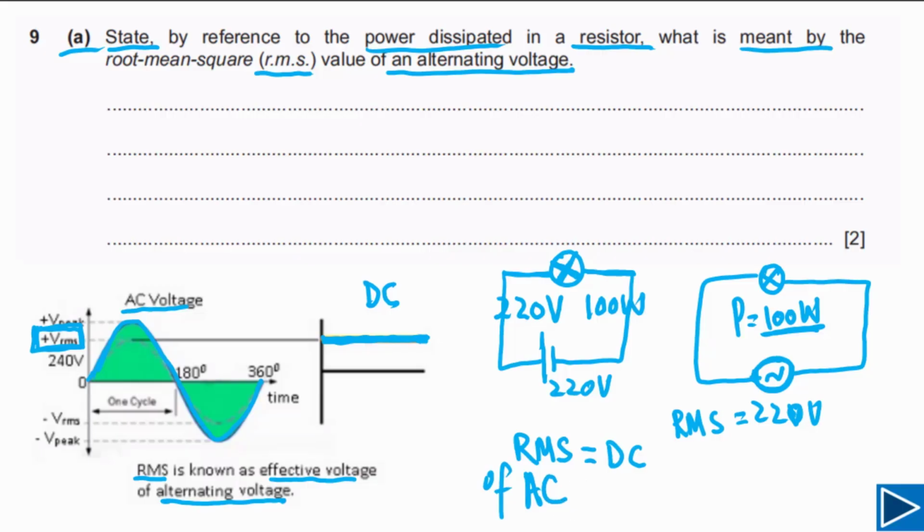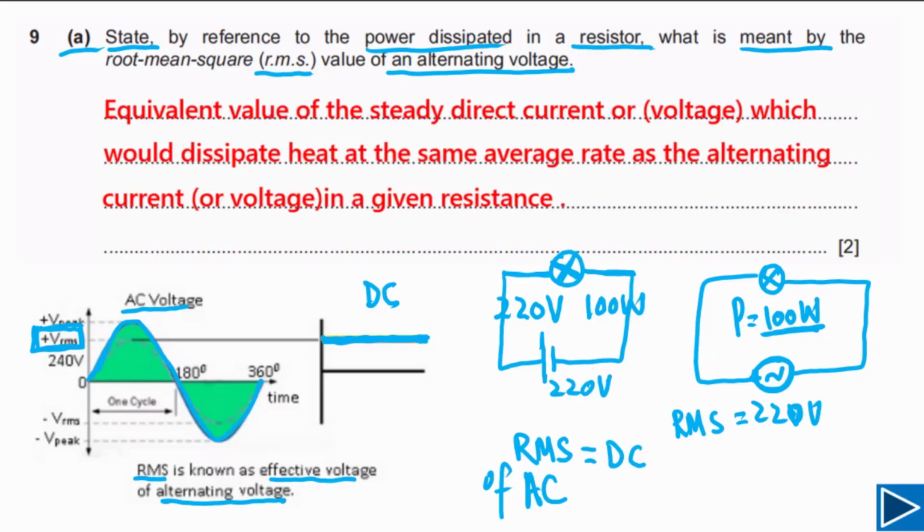Now let me explain how you can write down a proper answer. This is how you can write down your answer. If you have written this much, you will get 2 marks. The first mark is the M mark if you have mentioned the equivalent value of DC, the equivalent value of steady current. And this is the M mark, means it has to be in your answer. If you mention the second part, you will get the second mark, that is the A mark.